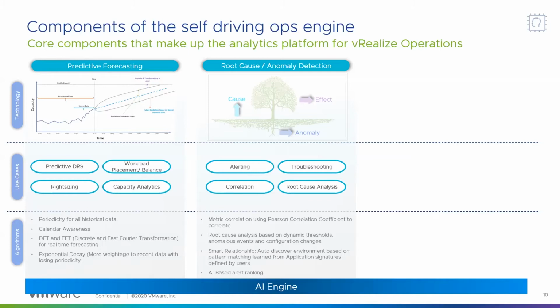How do you do that? The first thing is known problems. If you have known problems, you'll get an alert and you go ahead and start troubleshooting. Now, alerting, troubleshooting, doing correlation, finding root cause are all part of this root cause and anomaly detection engine, which has several different AI algorithms which come into picture and start giving you outcomes.